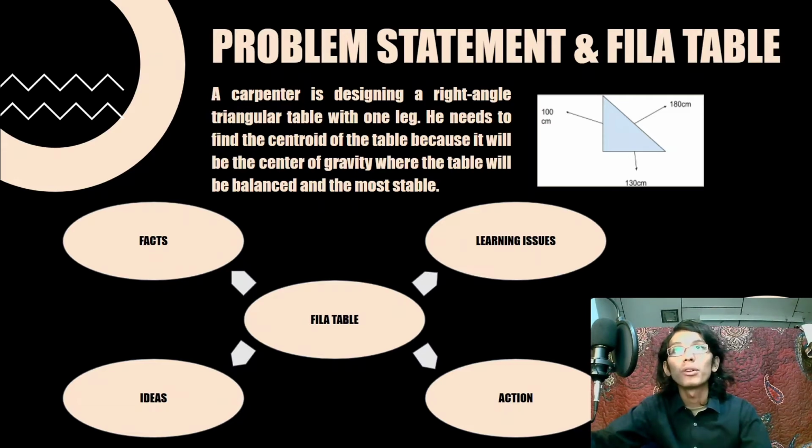The ideas for the project are to find the laminar density, to find the moment about the y-axis and x-axis, and to find the coordinates of the centroid. Our learning issues are how to determine the equation, how to compute the center of mass, and how to compute the coordinates of the centroid. To solve all these issues, our action is to use the specific formulas, which my group members will present on the next slide. That's all from me. Thank you for watching.